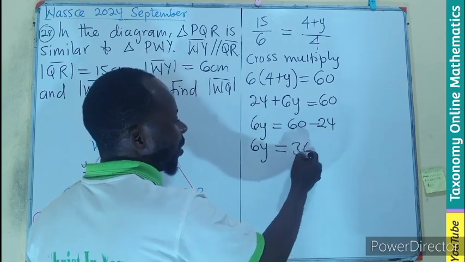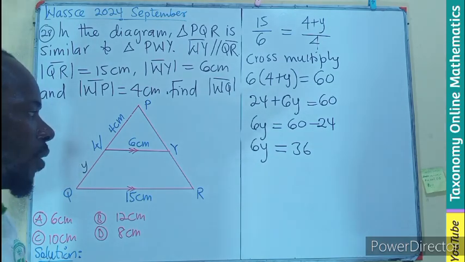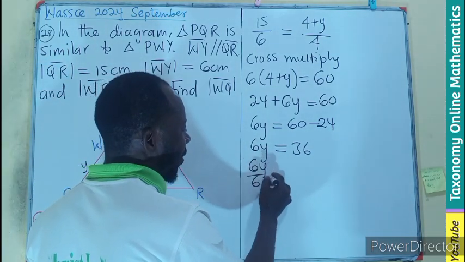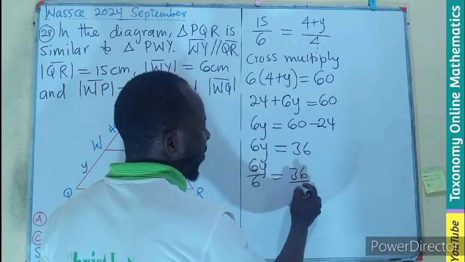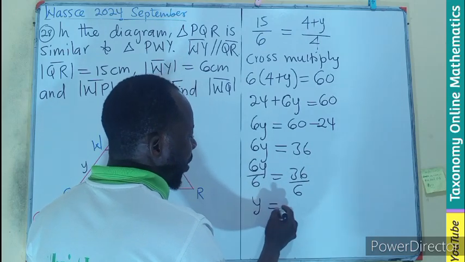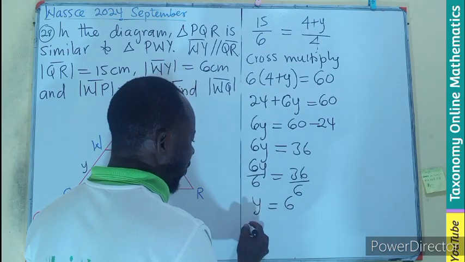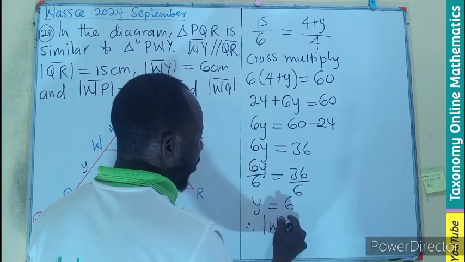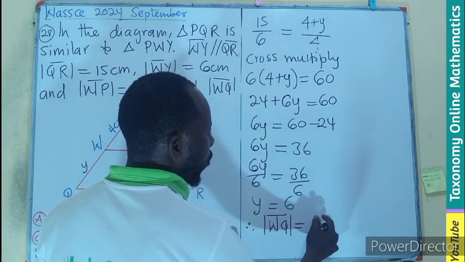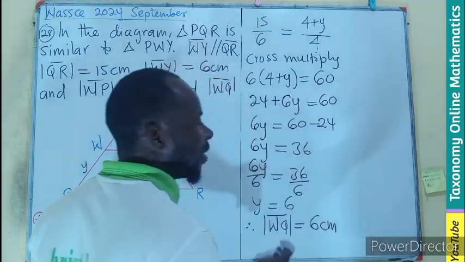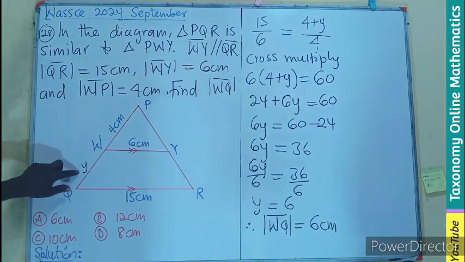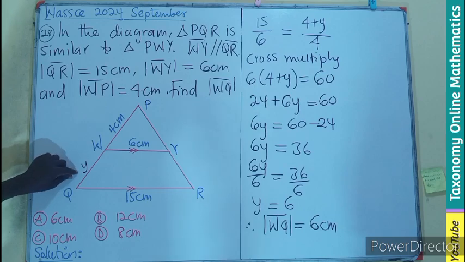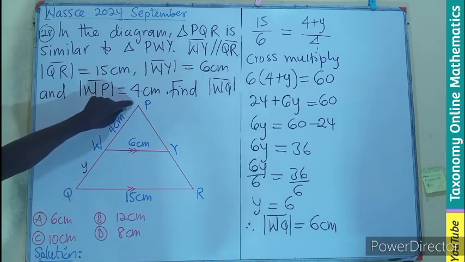So 6Y will now be equal to 36. We are going to find Y, so 6Y divided by 6 and 36 divided by 6. That will make Y equal to 6. Therefore, the length of WQ we are looking for will be 6 centimeters. So this will be 6 centimeters and this will be 4, combined to become 10 from here to there. That will be 10. Alright.